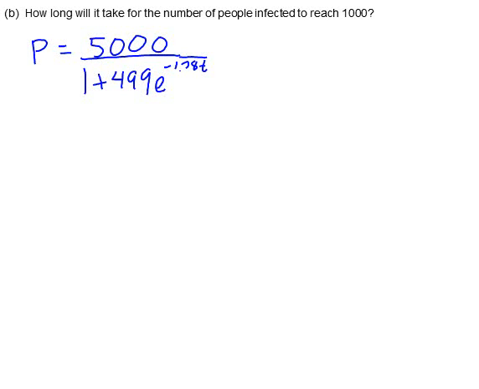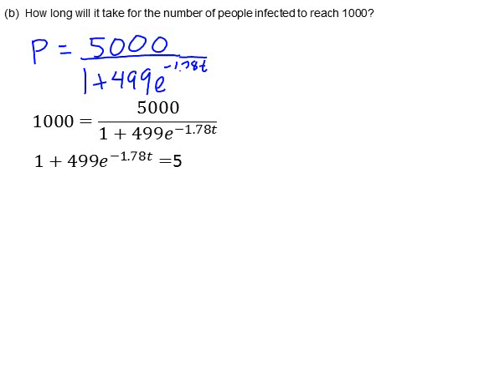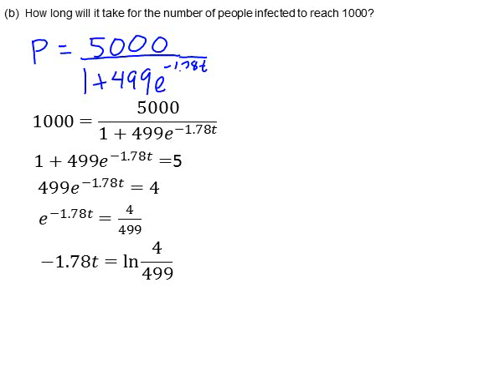For part B, we need to determine the time it will take for the infected population to reach 1,000 people. Substitute 1,000 for the population. Multiply by 1 plus 499 e to the negative 1.78t and divide by 1,000. Subtract 1. Divide by 499. Take the natural log of both sides and divide to finish solving for t. It will take about 2.7 weeks for the infected population to reach 1,000 people.